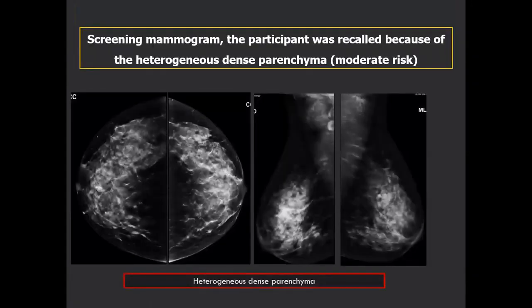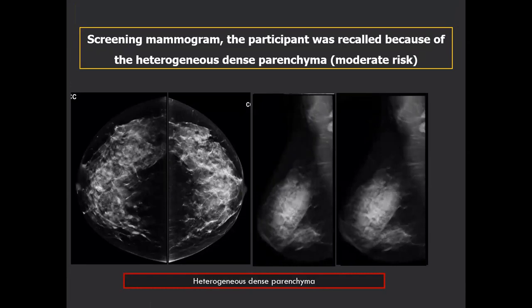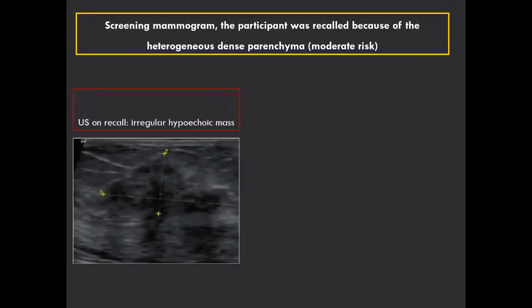This is another screening mammogram. The patient was classified as a moderate risk because of this heterogeneous dense breast parenchyma. On recall, she performed tomosynthesis, and again, tomosynthesis was non-informative. On her ultrasound examination, we saw the spiculated outline mass lesion in the right breast.